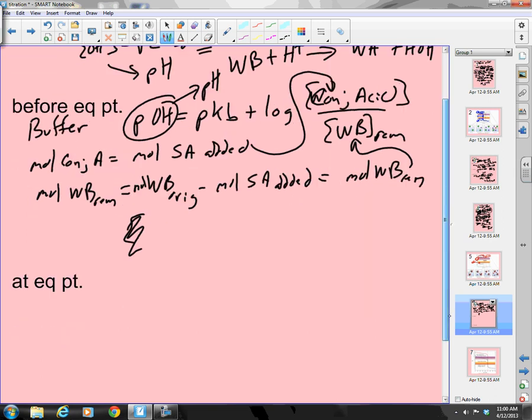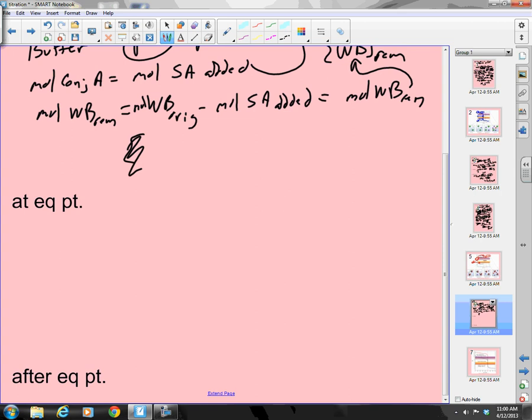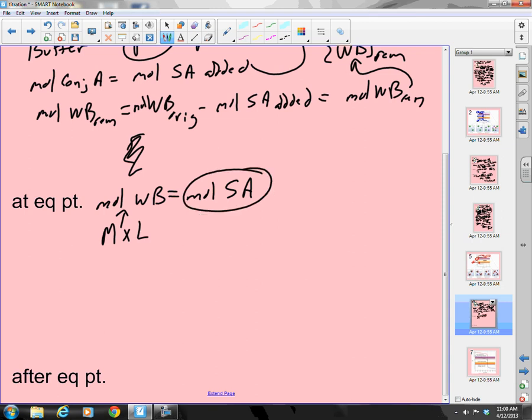At the equivalence point, same thing. We have to get, again, moles of my weak base equal moles of my strong acid. I can get this from my original number, right, where I have molarity times my liters. Once I have moles of my strong acid, I can get liters of my strong acid by taking moles of strong acid over my molarity.